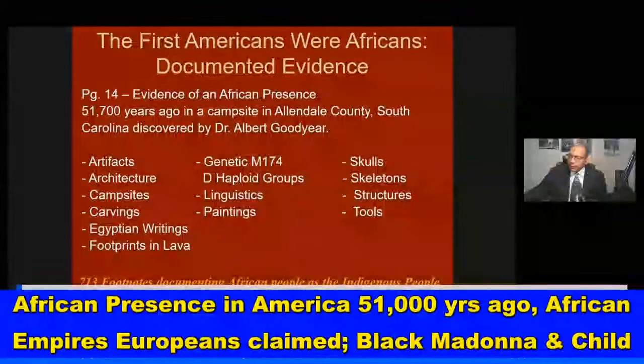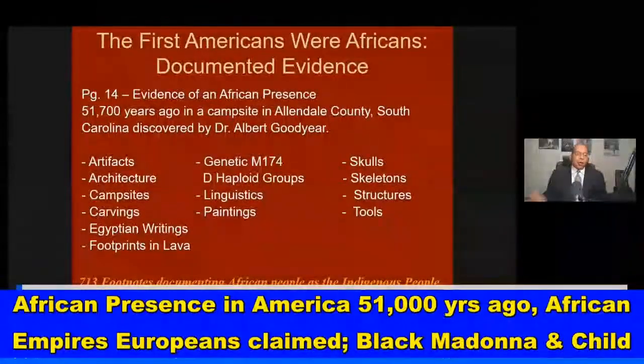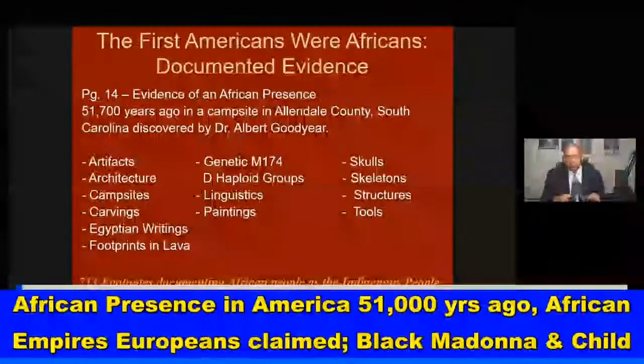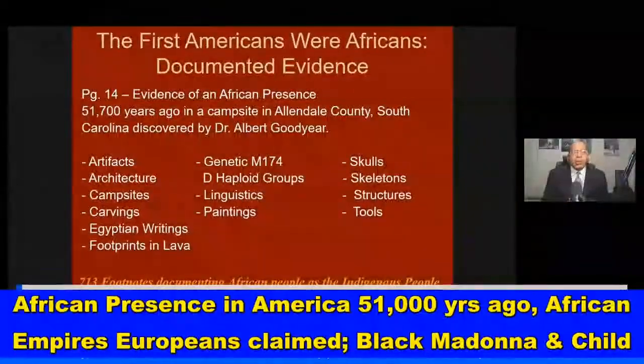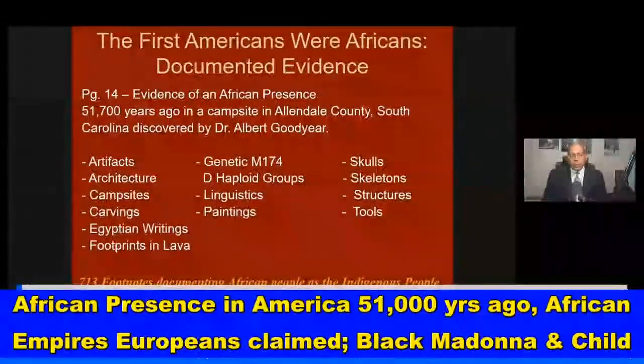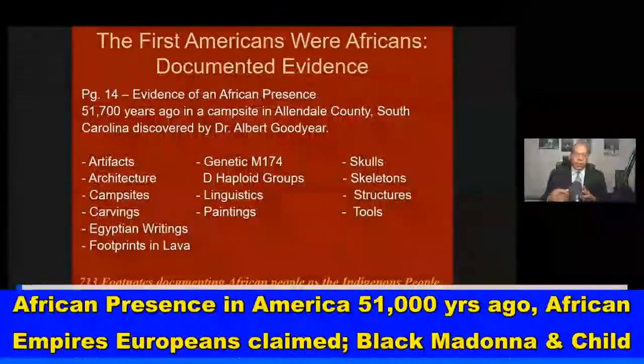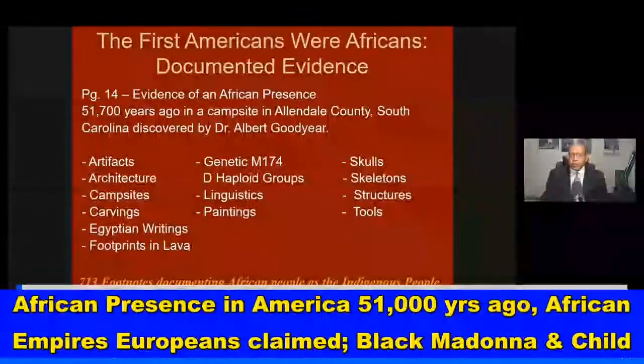Albert Goodyear. And they found 13 different types of evidence that thoroughly documented African presence in the Americas, dating back at least 51,700 years ago. They found artifacts, architecture, campsites, carvings, Egyptian writings, footprints in lava, genetic M174D haploid groups dealing with DNA and genetics, linguistics, paintings, skulls, skeletons, structures, and tools.